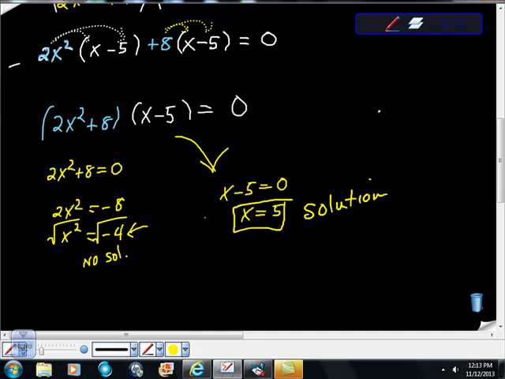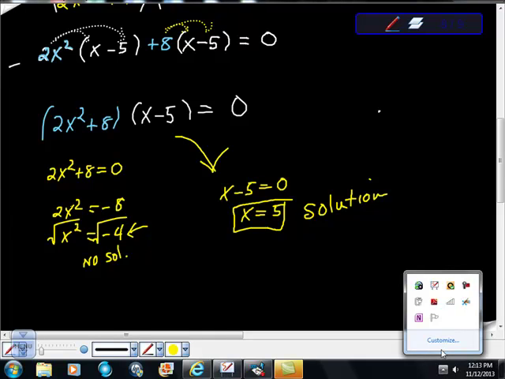All right? So it looked like we might have 2 solutions. This one turns out to be imaginary, but this one is real. So there's our answer. I hope this is really helpful to you guys.